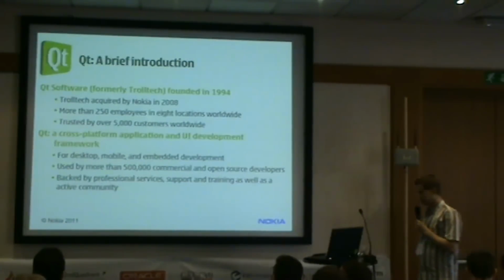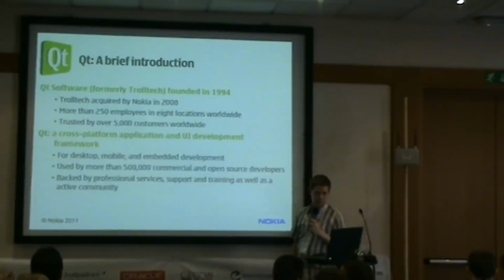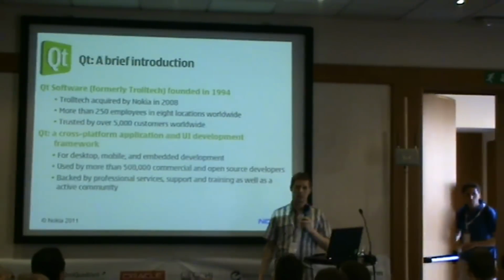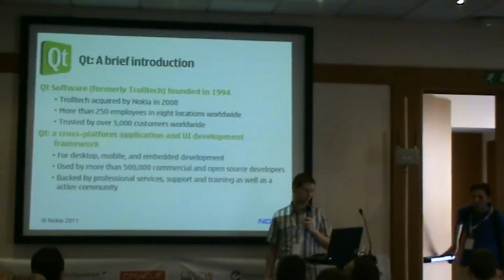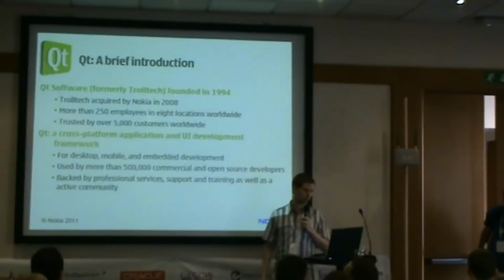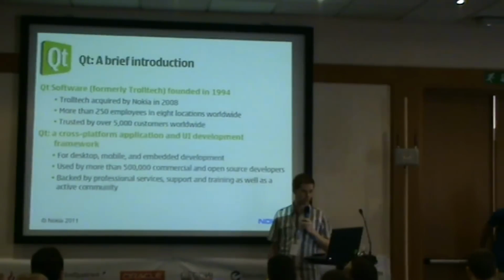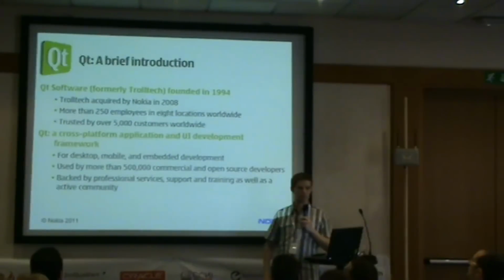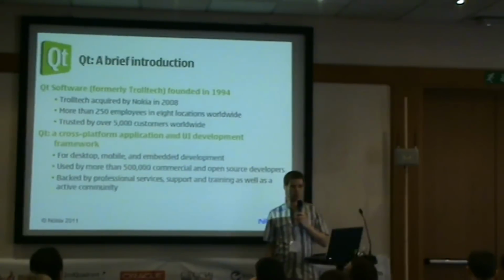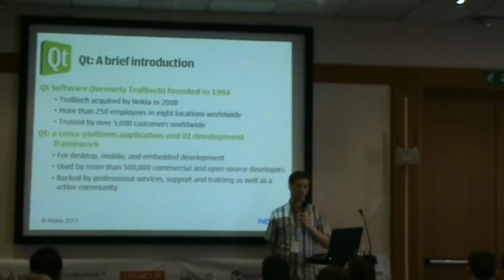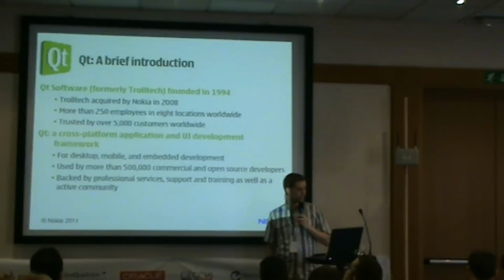Okay, so Qt was originally an independent company in Norway called Trolltech, and got bought by Nokia in 2008 to be the foundation of Nokia's future user interfaces. There are more than 250 employees working for Qt all over the world, and over 5,000 commercial users, companies using it. And what is it then?